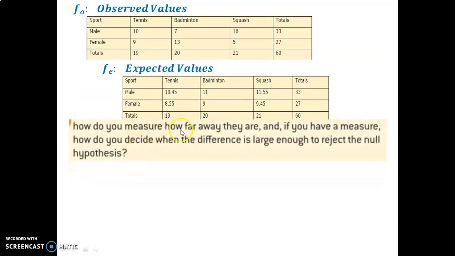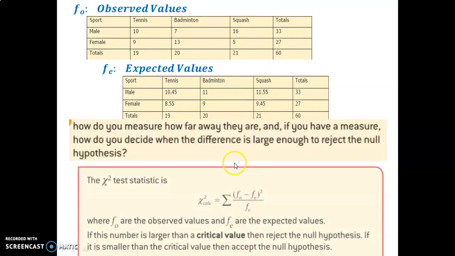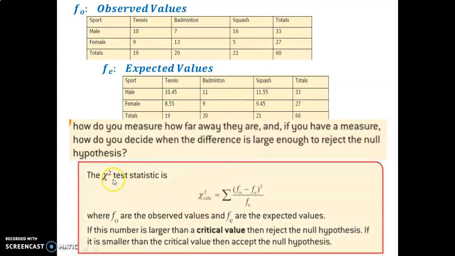So again, how do you measure how far away they are? If we say there's a big difference between observed and expected values, we can say that there's some kind of dependence here. Well, but what is far away? How far apart do the values have to be? Like I see 7 here and 11. Well, those seem pretty far apart. Or 16 and 11.5. Those seem like there's a big spread between observed and expected. But how much is enough? That's the question. There is a way to calculate that. It is called the chi-squared statistic, and that's what this video is all about.